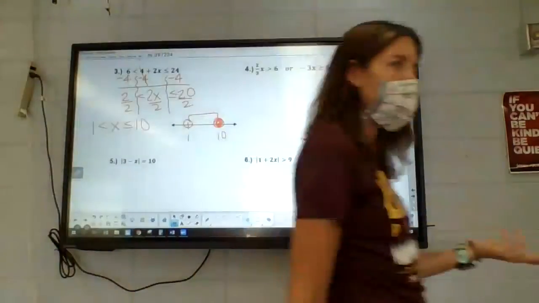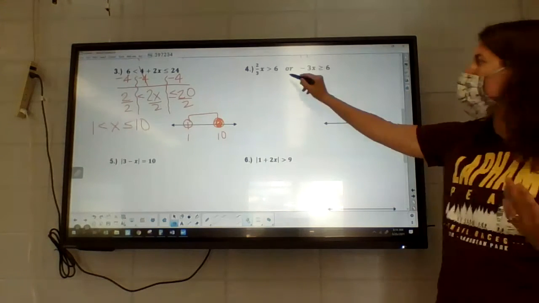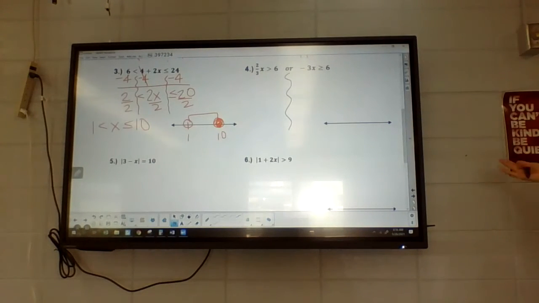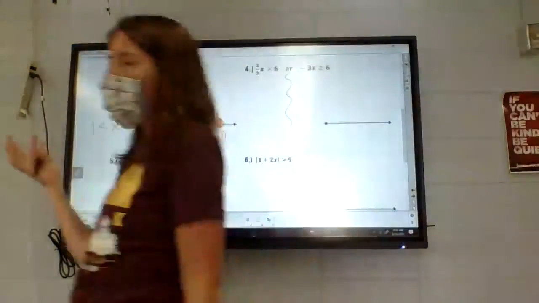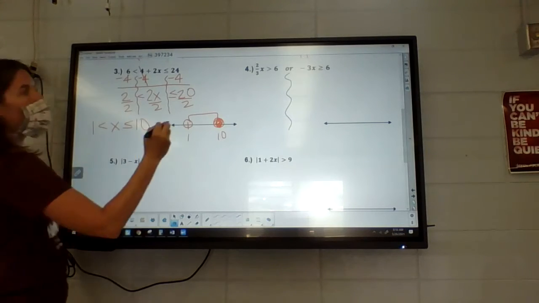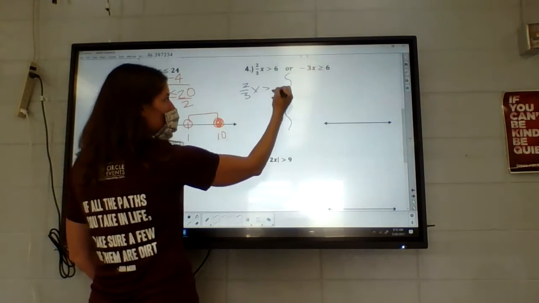Now number 4 is an OR inequality. And I think OR inequalities are even easier because all you're doing is just solving each of them, kind of keeping them completely separate from each other, and then just putting them on the same number line. Now I threw a fraction in there because we all love fractions, and you're like, hey, you haven't given us enough fractions lately. So I just put this one in here just to remind you guys how to solve fractions.